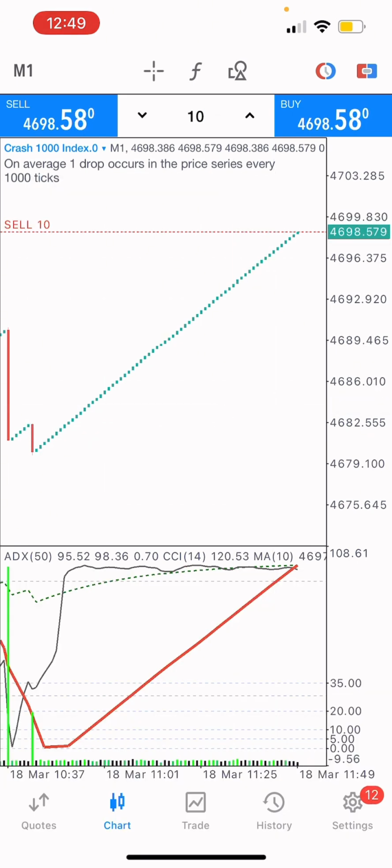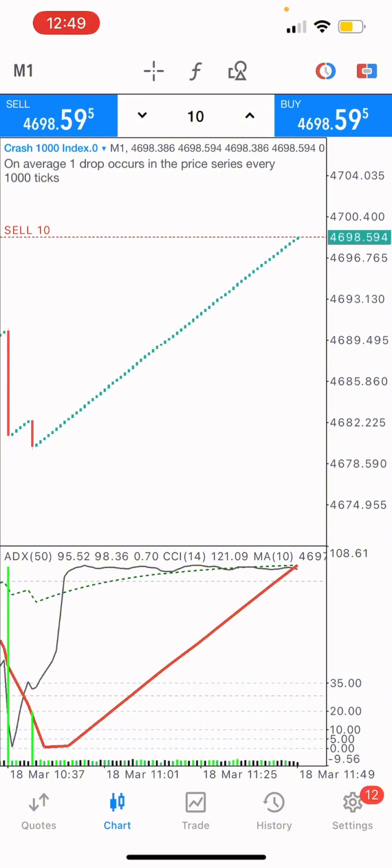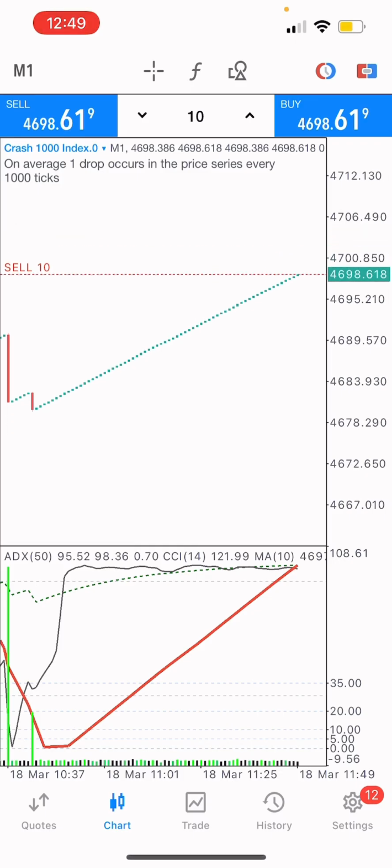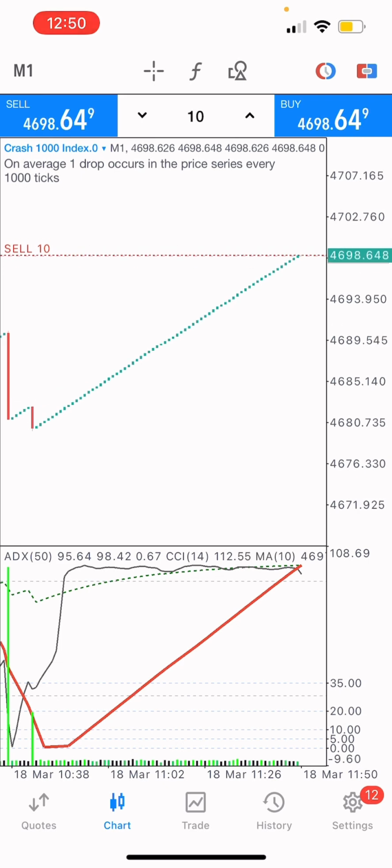So good, I just sold Crash 1000 Index using 10 lot size. You can see it out here, guys. I just placed a sell right here. So I am going to wait for price to spike and then I take profit. That's just the simple way. So while waiting, I'm expecting the spike very soon right now, guys.